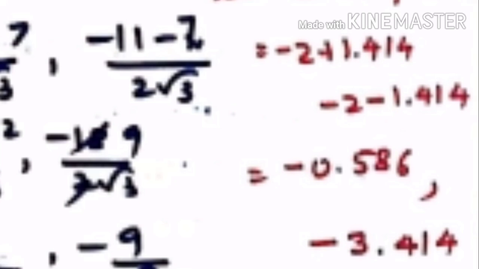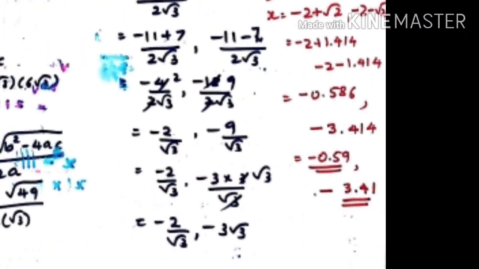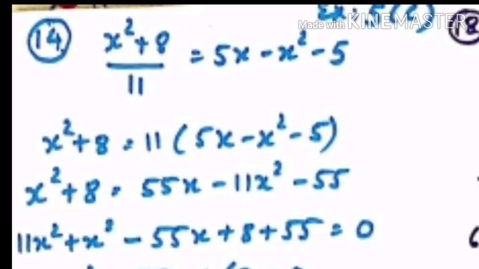And then by subtraction I get minus 0.586 and minus 3.414. And next we have to round it off up to 2 decimal places, so you can see, students, that here in minus 0.586, 6 is there, so one more, so minus 0.59 and minus 3.41.